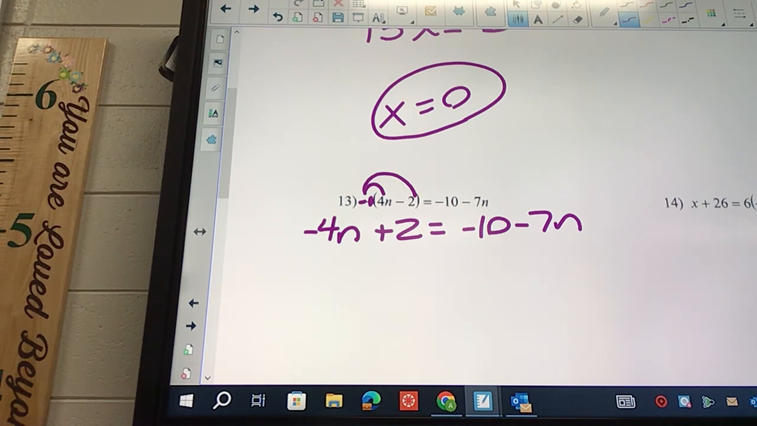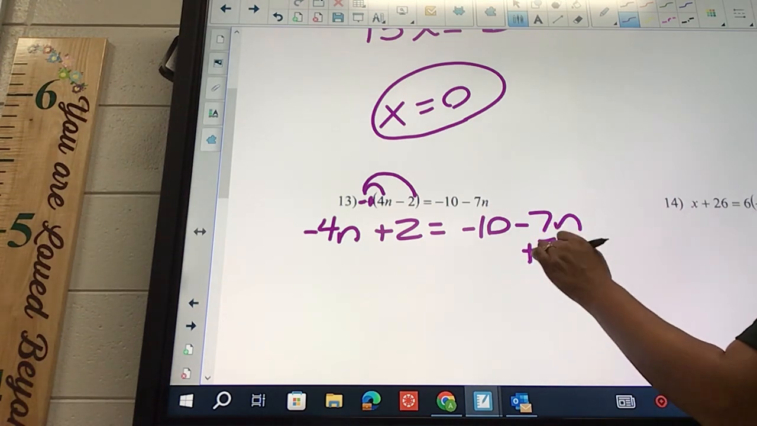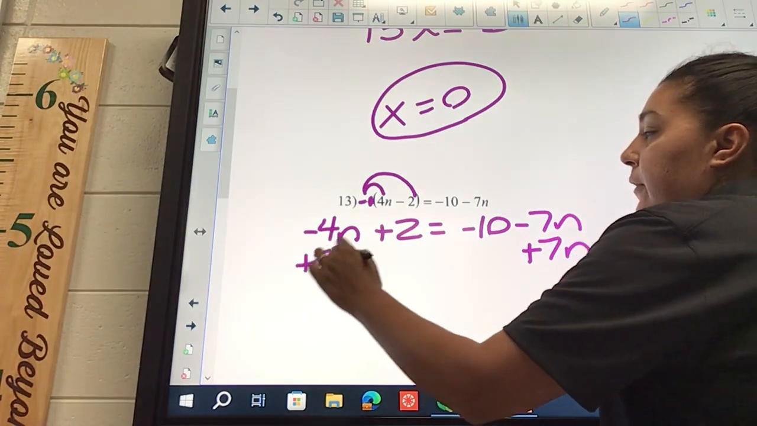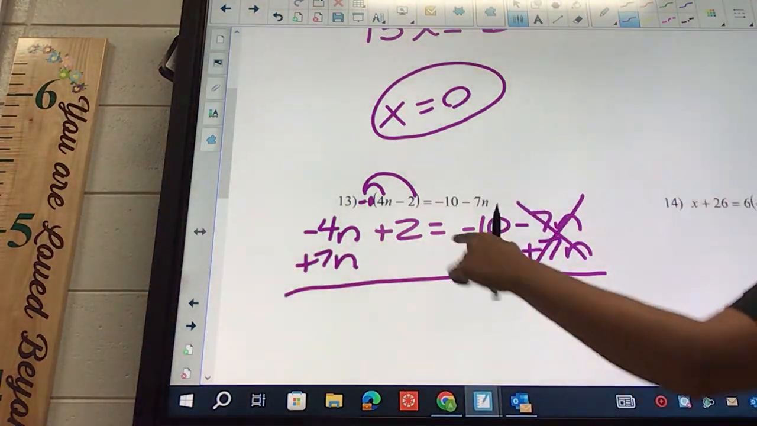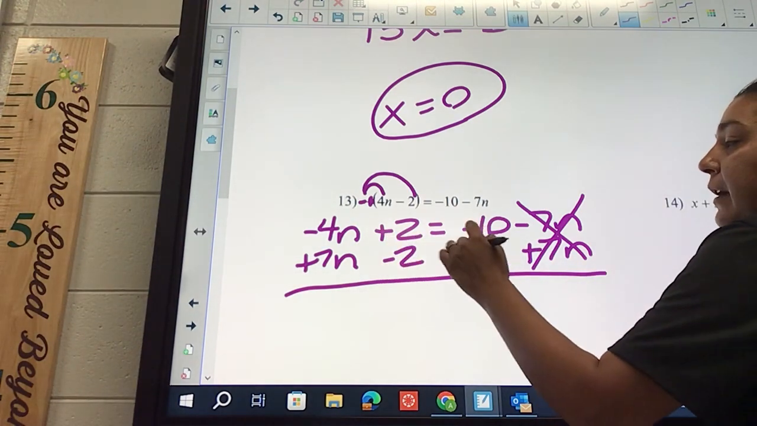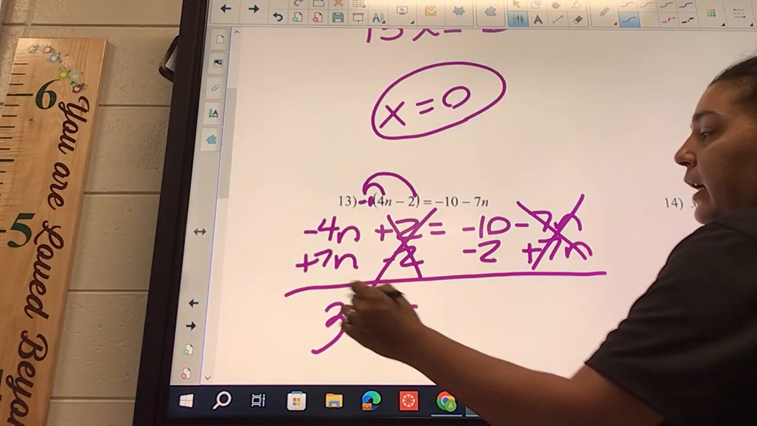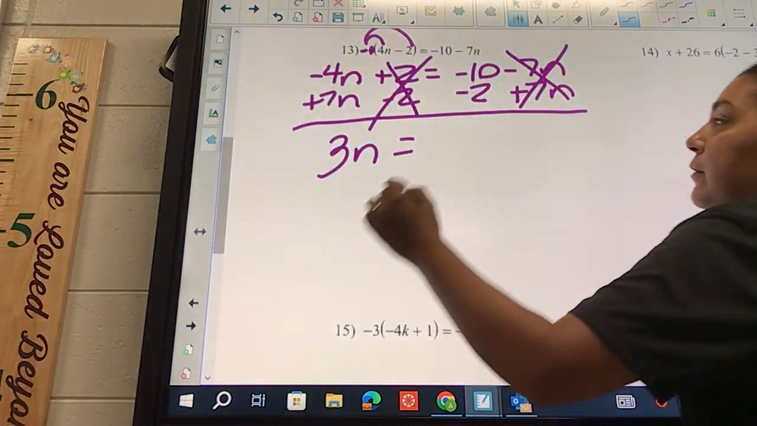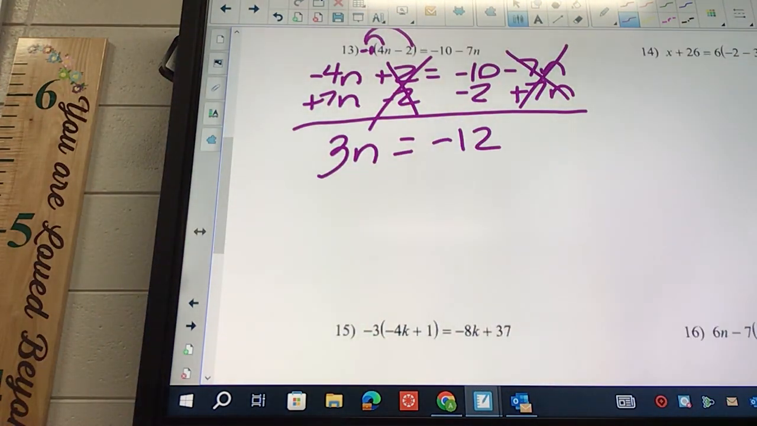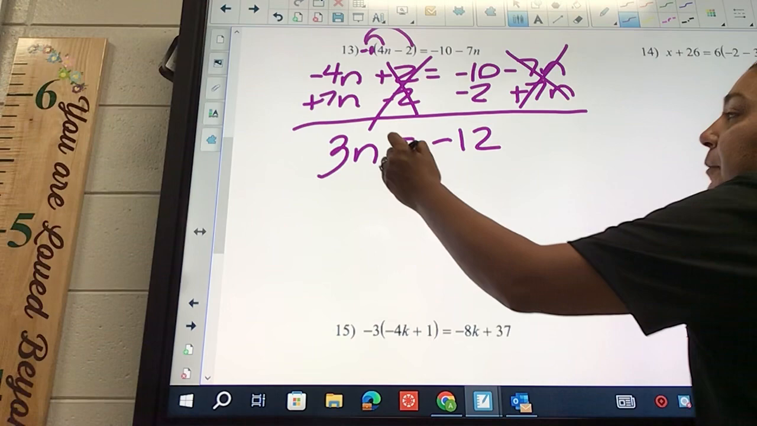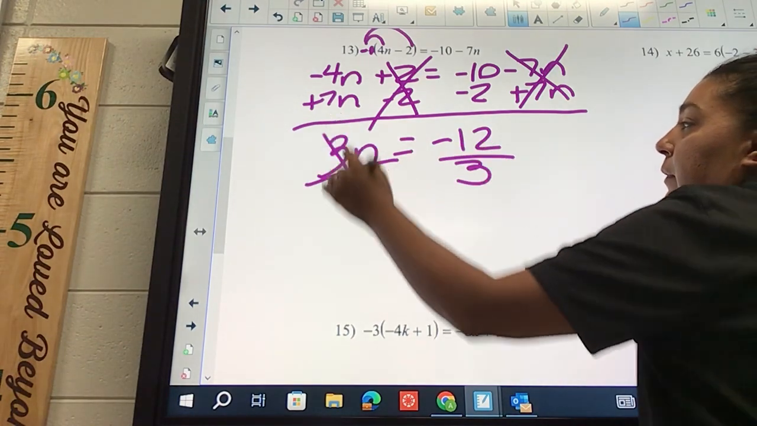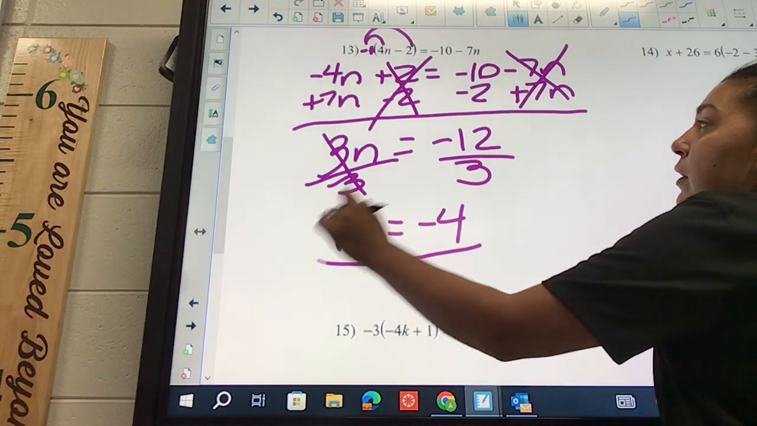Okay, and I got 2 pieces on the left and 2 pieces on the right. So we can go ahead and start moving stuff around. So I'm going to say plus 7n. Our letters go to the left. And all of our numbers should be going on the right side. -4 plus 7, 3n. And then a -10 minus 2, -12. Our last step is going to be to divide by 3. And we're going to get n equals -4.